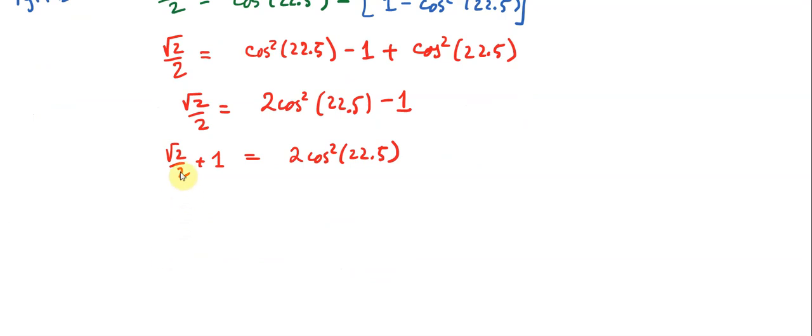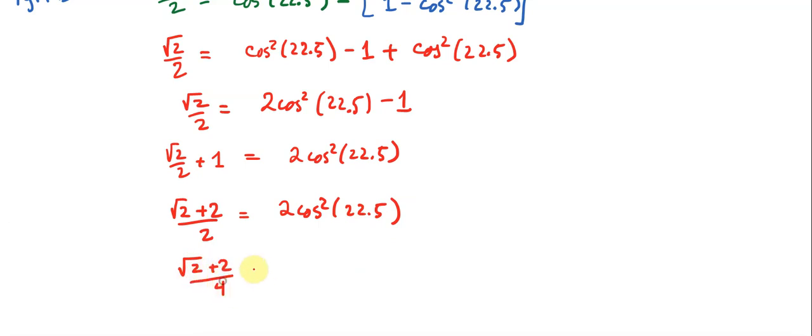A little bit more cleanup here. So combine these two together. That gives me root 2 plus 2 over 2. So again, 1 is just 2 over 2, is equal to 2 cosine squared of 22.5. Divide by 2, I get root 2 plus 2 over 4 is equal to cosine squared of 22.5.